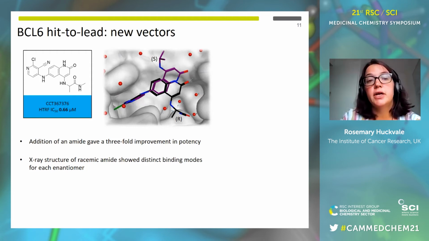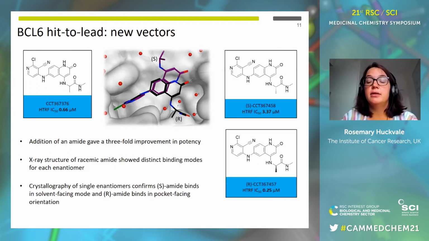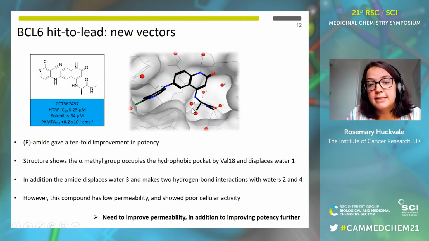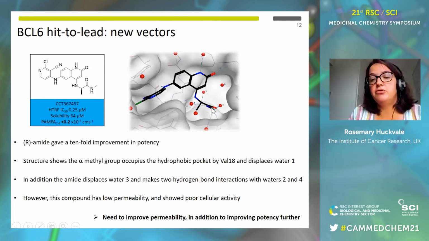We resolved the racemic mixture into its constituent enantiomers, and it gave us the expected result. The S enantiomer, the solvent-facing enantiomer, was a lot less potent than the R enantiomer. The R enantiomer itself gave us a 10-fold improvement in potency. You can see that the alpha-methyl group occupies that same hydrophobic pocket near valine 18 and displaces water 1. In addition, the amide displaces water 3 and has made 2 new hydrogen bond interactions with waters 2 and 4. So this was a really nice result.